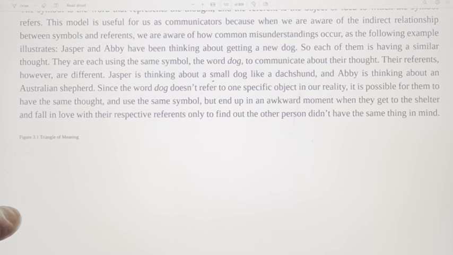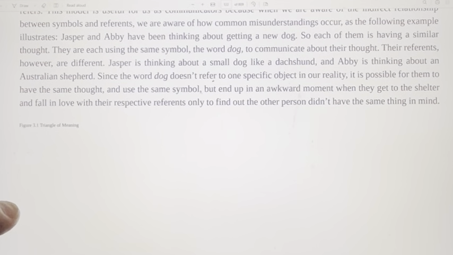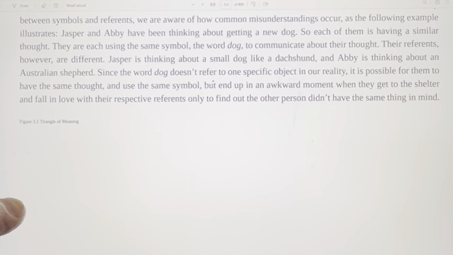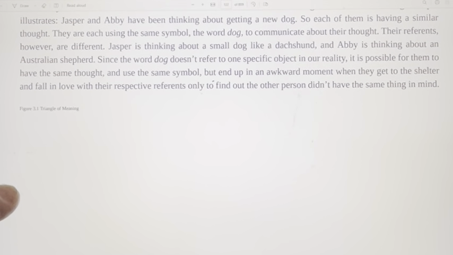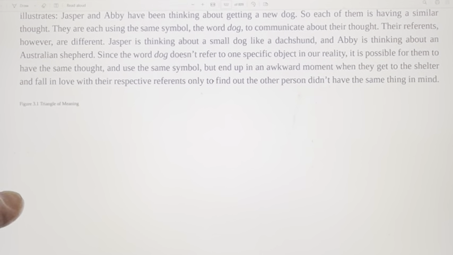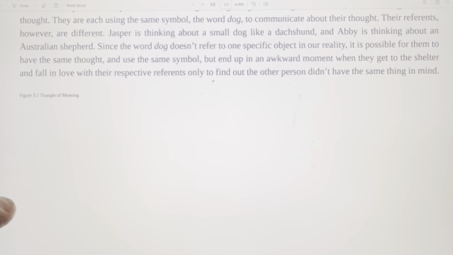This model is useful for us as communicators because when we are aware of the indirect relationship between symbols and reference, we are aware of how common misunderstandings occur, as the following example illustrates. Jasper and Abby have been thinking about getting a new dog, so each of them is having a similar thought. They are each using the same symbol, the word dog, to communicate about their thought. Their references, however, are different.